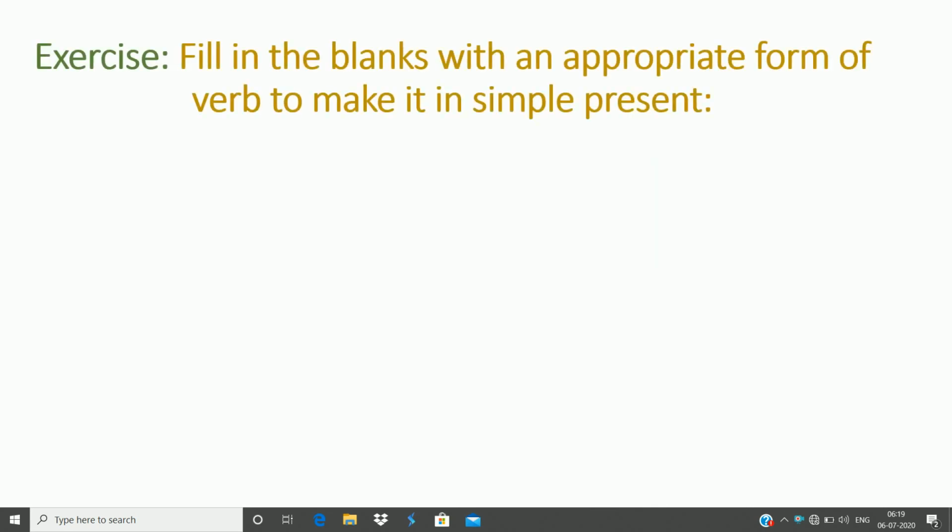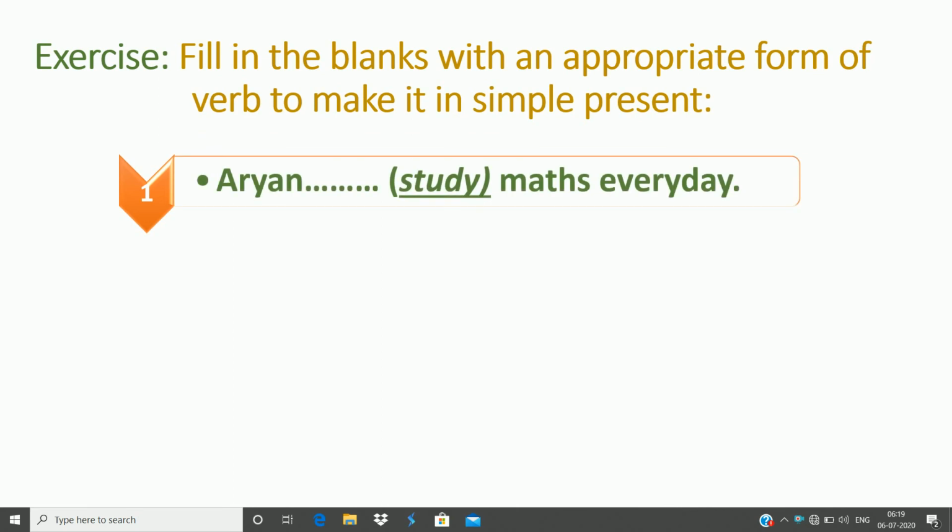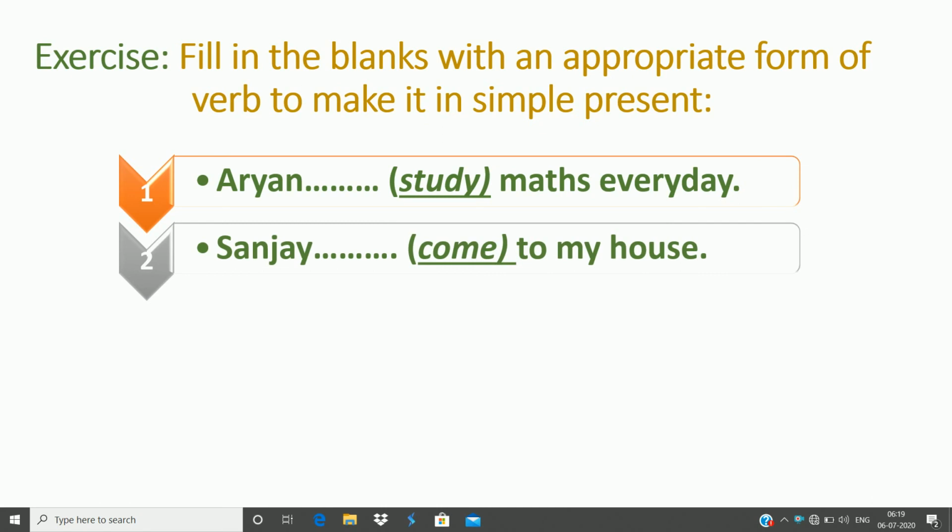We have here an exercise for you. Fill in the blanks with an appropriate form of the verb to make it simple present. Example 1 is Aryan dash dash maths every day. Here you have to use the verb study. Second, Sanjay dash dash to my house. Here you have to use the verb come.